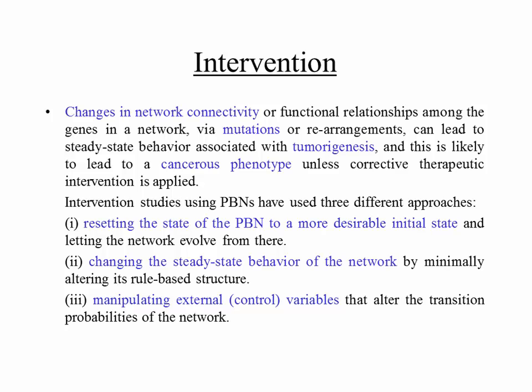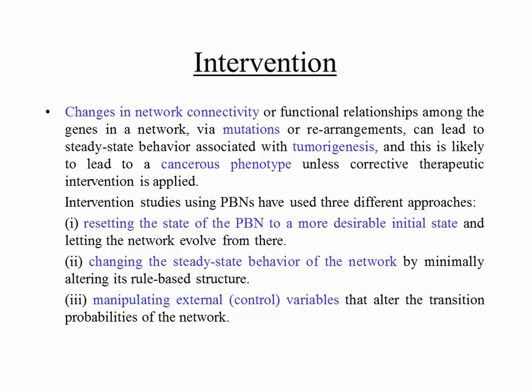So the intervention studies using probabilistic Boolean networks have used three different approaches. The first thing that you can do, and that's the easiest thing, is to reset the state of the probabilistic Boolean network to a more desirable initial state and let the network evolve from there. So here you don't try to re-engineer the network. Let the network remain. Maybe for some reason the state has ended up in a bad location. I just force it back to a good location and hope everything will be fine. It may not always be, but that's one approach.